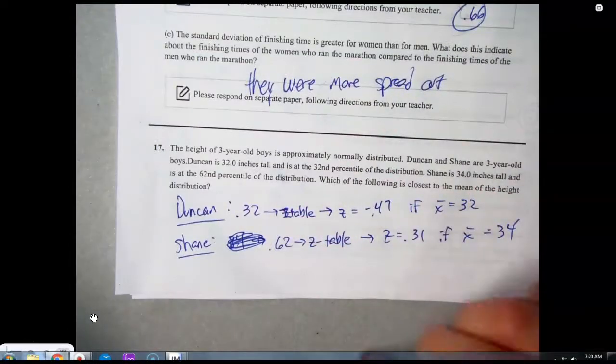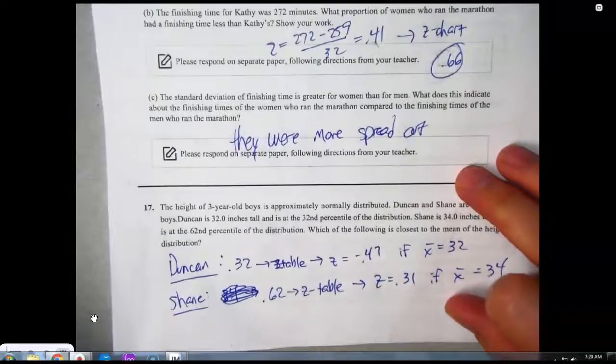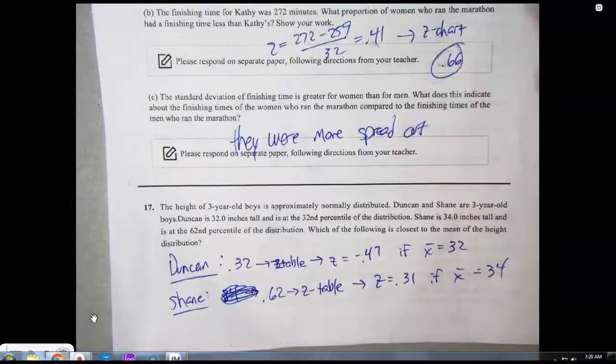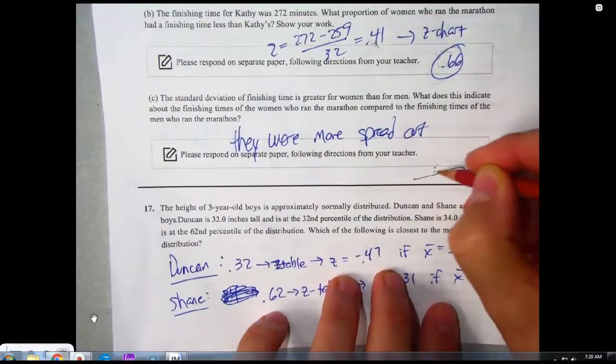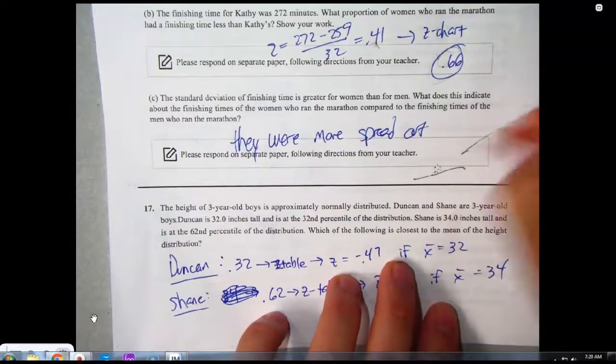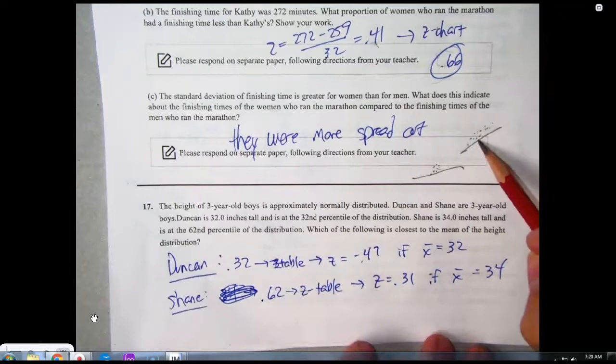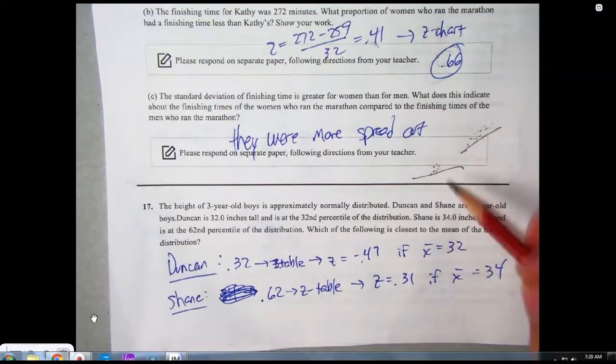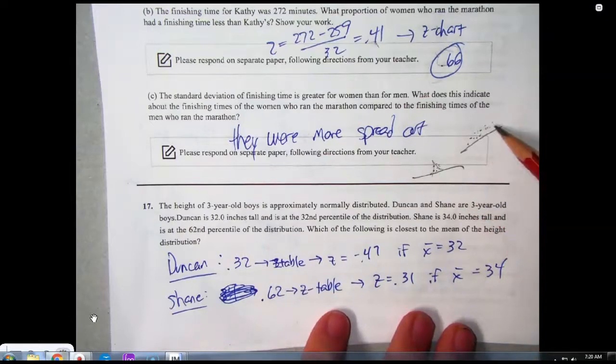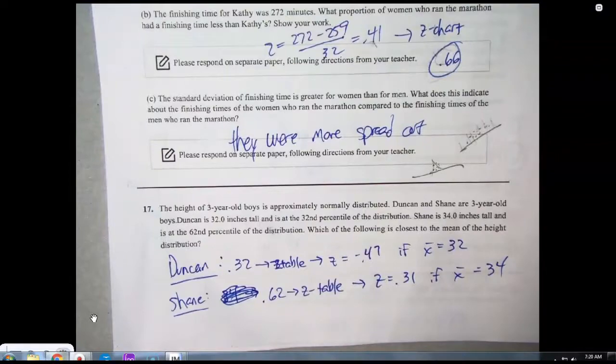Standard deviation greater for women. Well, standard deviation is the average distance from the mean. So you might have something like the men all finished in this cluster, and the women were a little more spread, so that would be a bigger standard deviation. What that means is the women's finishing times were just more spread out. The men finished all together, and the women, someone came in later. There was just more distance between their times.